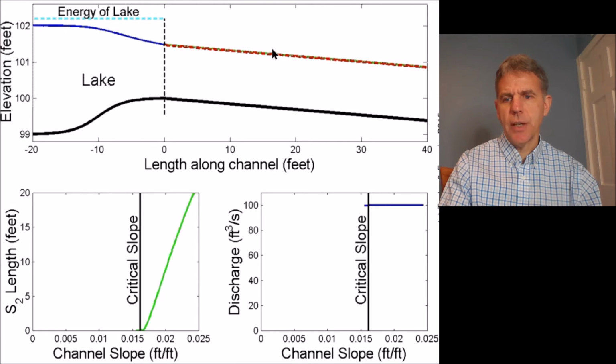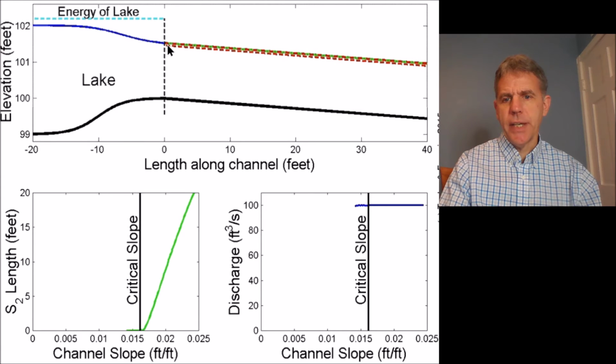So you can see that critical depth and normal depth are essentially coincident now. You can see that discharge is constant. Maybe you can see the slightest hint of a diminution of discharge now that slope is less than critical slope. And we can see that the length of the S2 curve has reached 0. Let's let this play out some more.